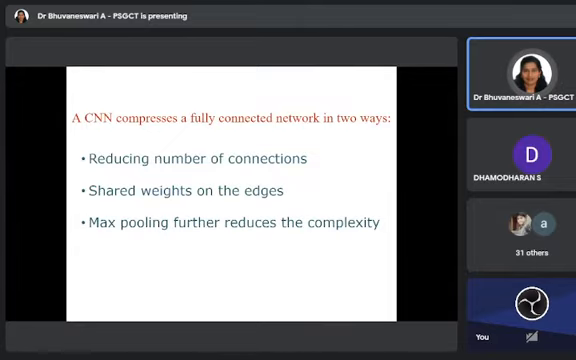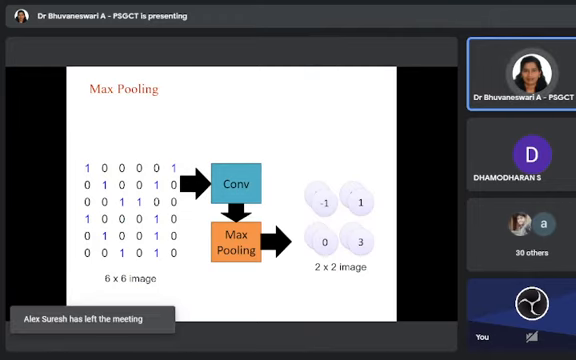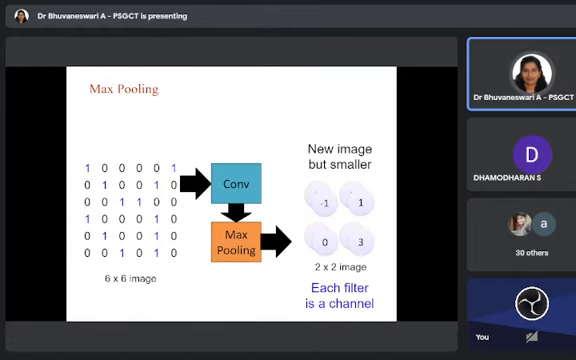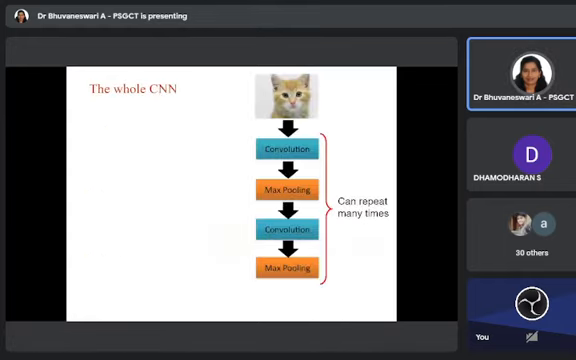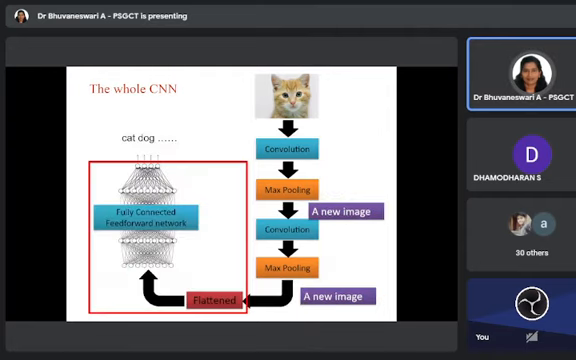Max pooling further reduces the complexity. Okay, so you finally get a 2 by 2 image. So the new image but smaller size. Now this image can go through the pooling and convolution process, and you get a new, smaller image. Then you have the number of channels in the filters.